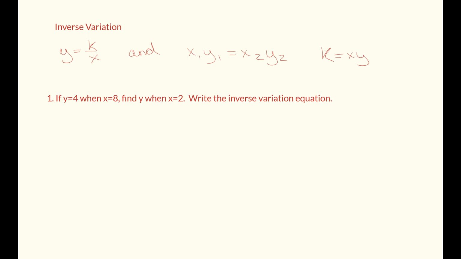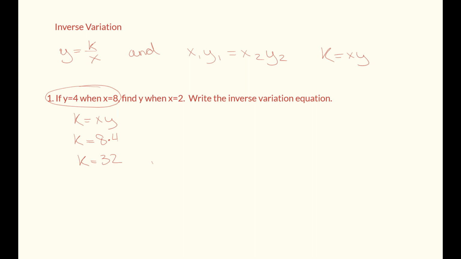So I'll show you. If y equals 4 when x equals 8, find y when x equals 2, write the inverse variation equation. Okay, so the first thing that we're going to do is find what the constant of variation is. The constant of variation is x times y. Well, we know right here in the problem that if y equals 4 when x equals 8, that means that if x is 8, y is 4 at that same time. So the constant of variation, or k, would equal 32.